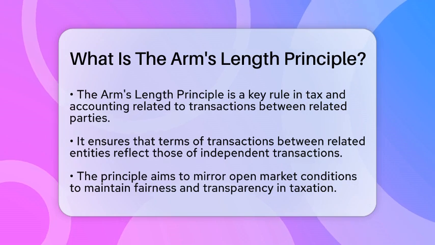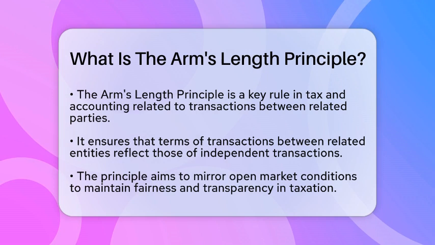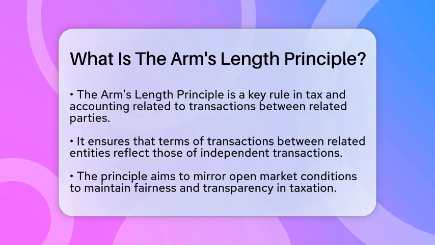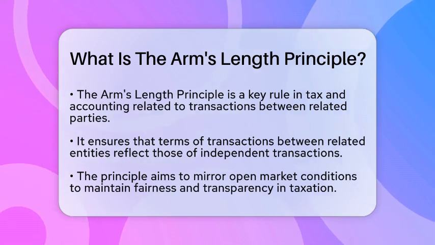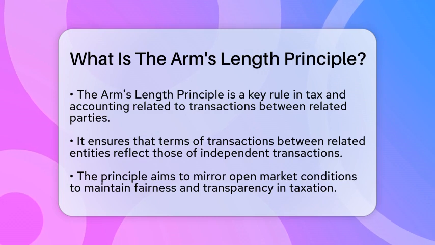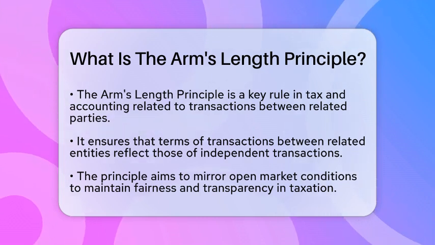It states that when related parties, like a parent company and its subsidiary, engage in transactions, the terms should reflect what would happen if they were unrelated and acting independently. This means the prices and conditions should mirror those that would be agreed upon in the open market between two independent entities. Why is this important?